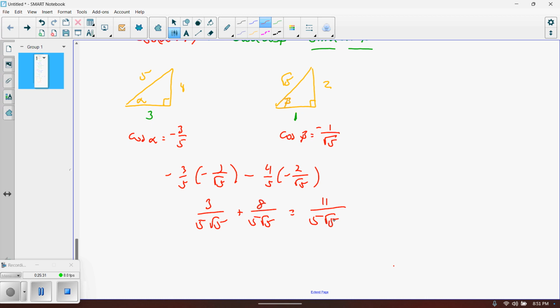If we need to rationalize, which we certainly can, you would multiply the top and the bottom by the square root of 5, which would give me 11 root 5 over 5 times 5, which is 25. So 11 root 5 over 25 would probably be the most simplified answer for this one. It's not a short problem to do, but it is a good problem to do.